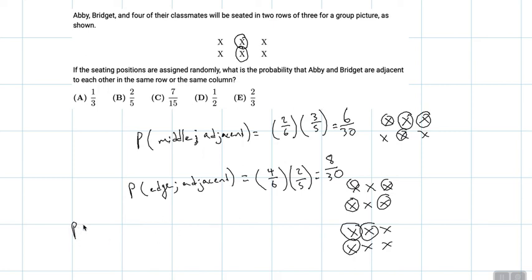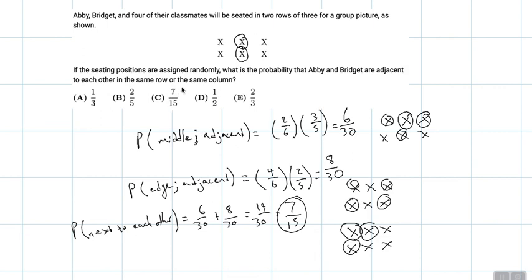So therefore, the probability that they're next to each other is going to be these 2 probabilities added up. So 6/30 plus 8/30 equals 14/30, which when simplified is 7/15 probability. So the answer is choice C.